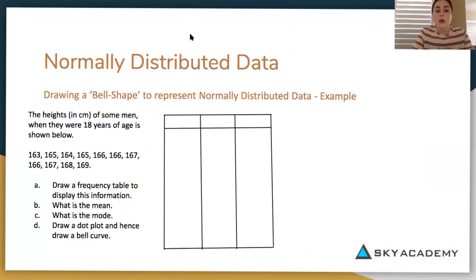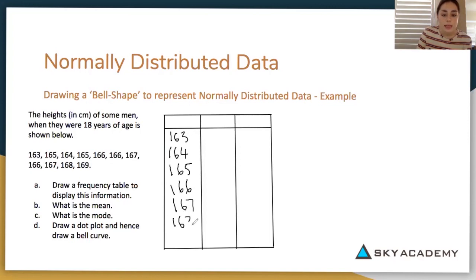We have 163, we have 165 here, but we have 164. So I'm going to write in order. We have 164, 165, then we have 166, 167, 168, and 169. So those are my scores that I'm going to use. And then I'm going to do my tally and frequency.